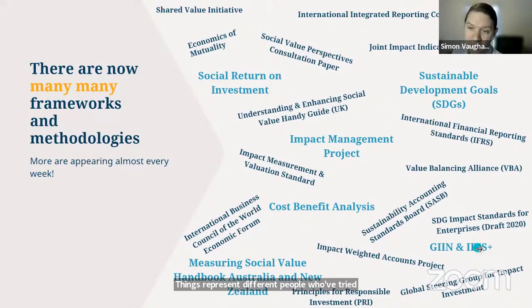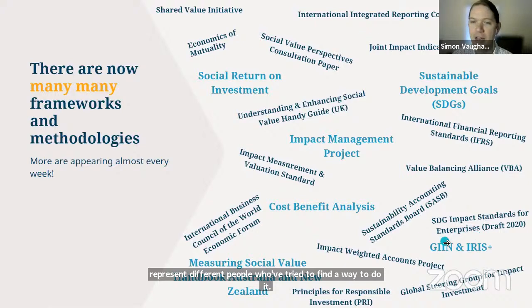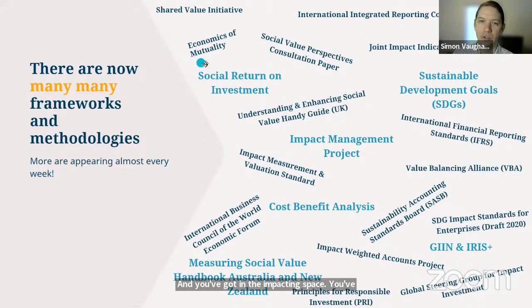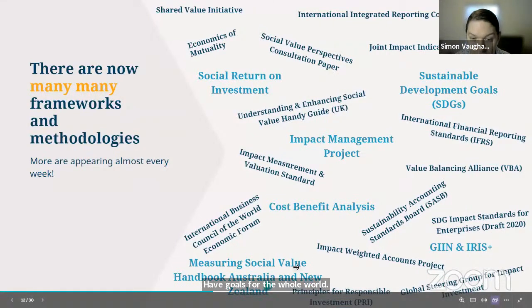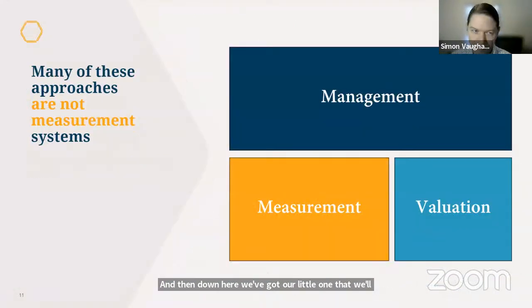You've got in the impact investing space, you've got GIIN and IRIS Plus are kind of the big ones. Social return on investment is another one, which tries to put a dollar value on social impact. The most famous here is the Sustainable Development Goals. So the UN's big project to have goals for the whole world. And then down here, we've got our little one that we'll talk about soon. But there's lots out there.